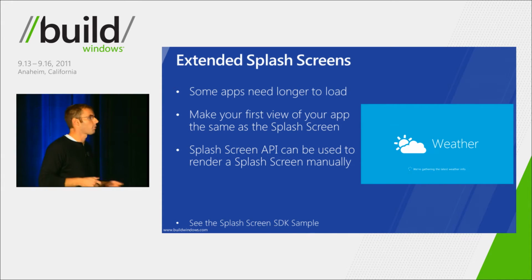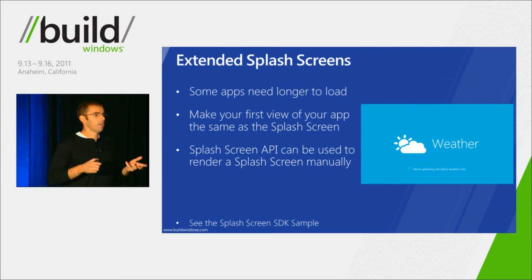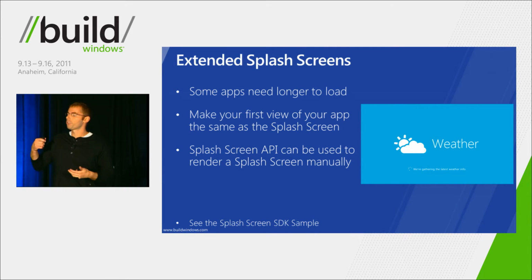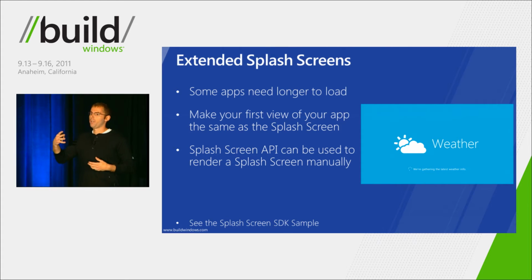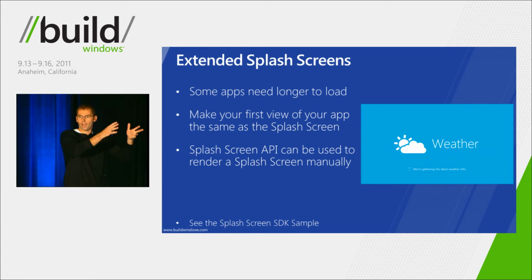Well, in that case, we recommend using an extended splash screen. An extended splash screen basically is a splash screen, but it's the first view of your app. So you can call the splash screen API to figure out where the logo should be placed and what color to use. And then you can have a seamless transition from the system-provided splash screen into your extended splash screen.